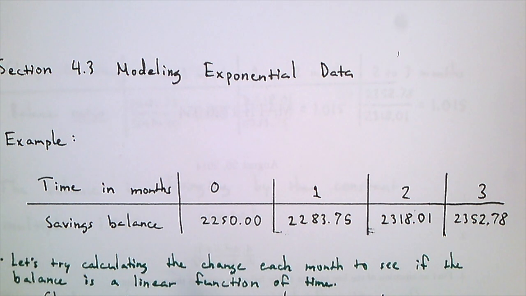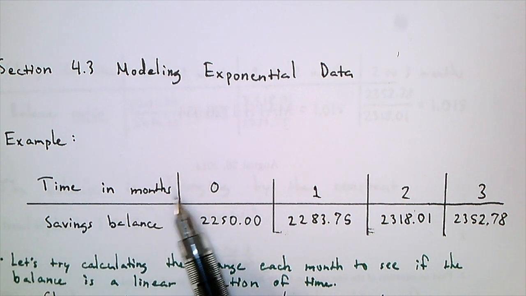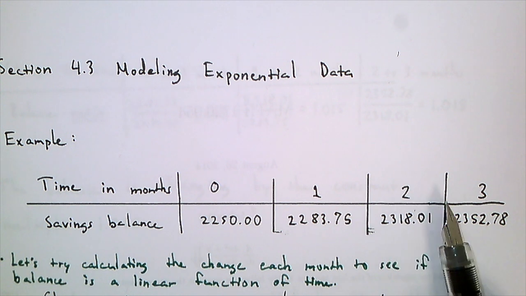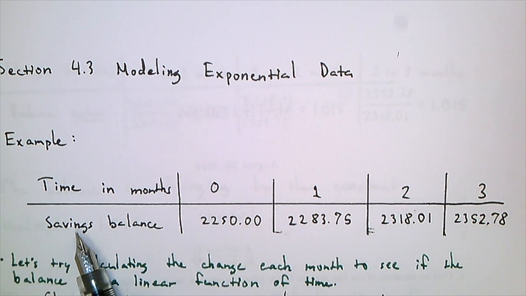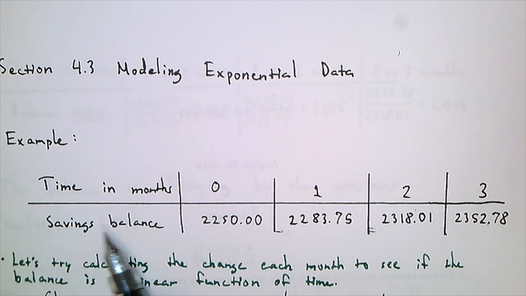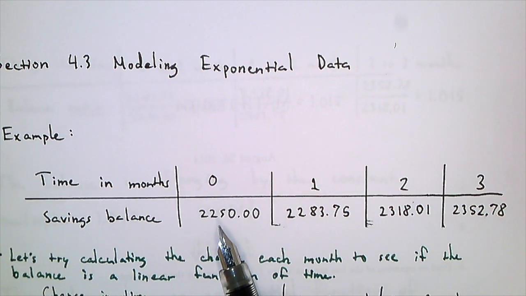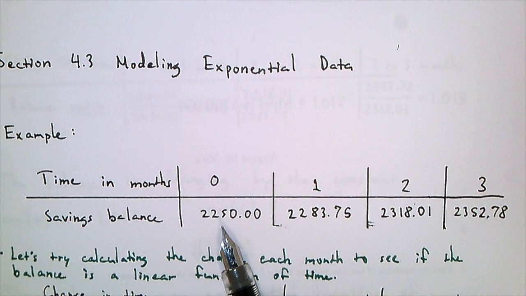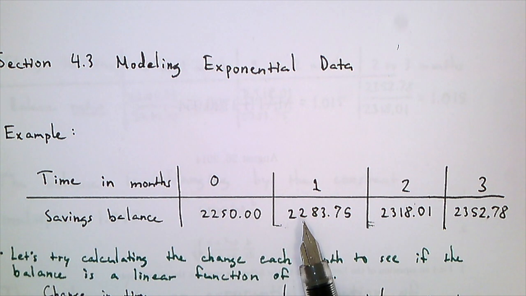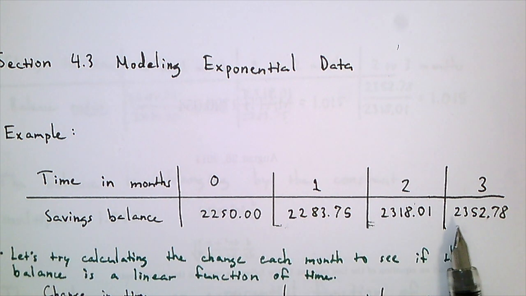In this table, I have time in months on the first row, and on the second row, I have a savings balance. So this is like the balance of a savings account. And here our account starts with $2,250 in it, and then each month it goes up by a little bit.